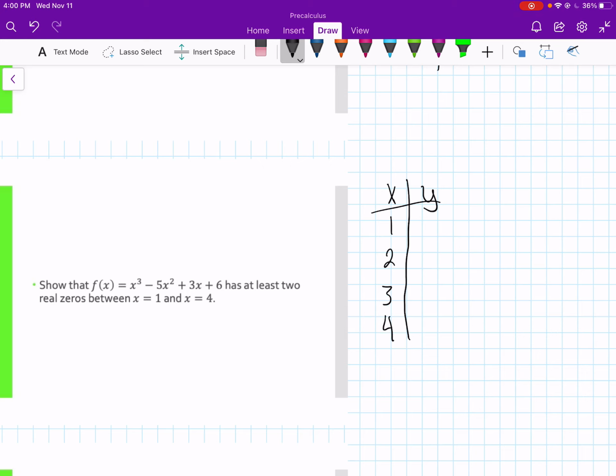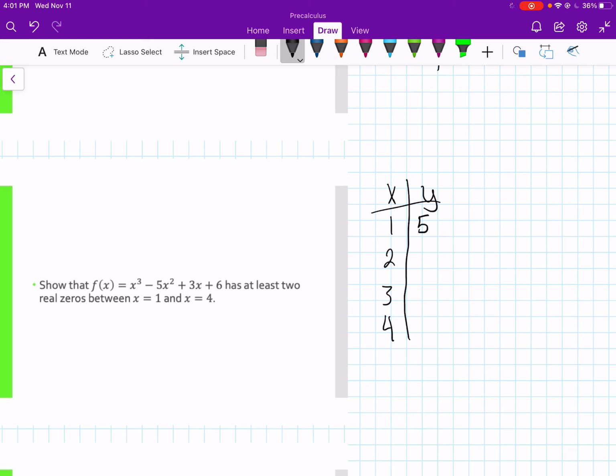By the way, helpful hint, if you go in your graphing calculator, there's an easier way to do this. You can just plug in your function and go to the table. If you hit second graph, there's a table, and you can change your settings so you can input x values. So when I plug in 1, I get 5.